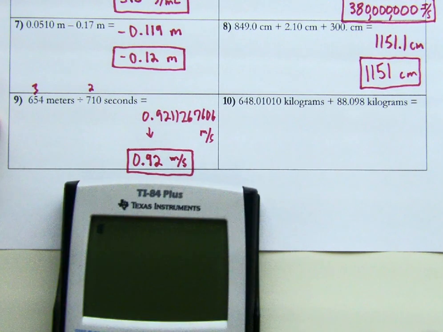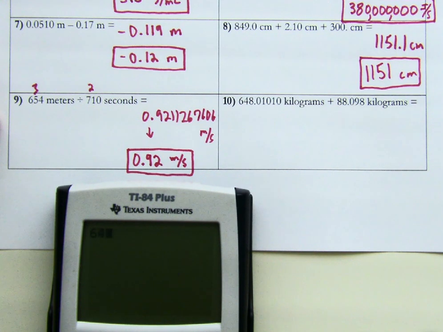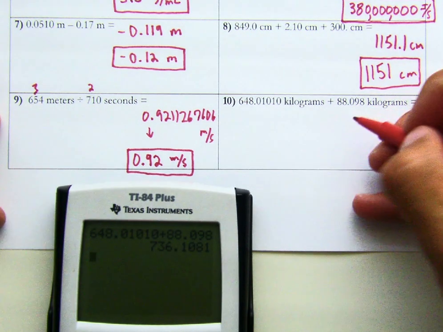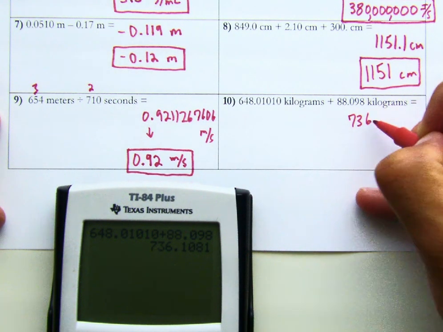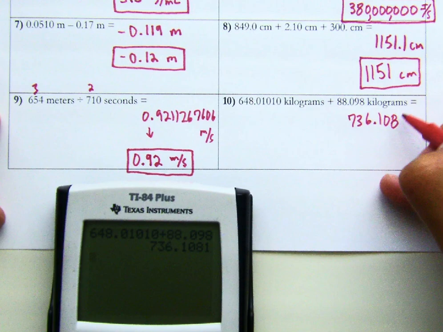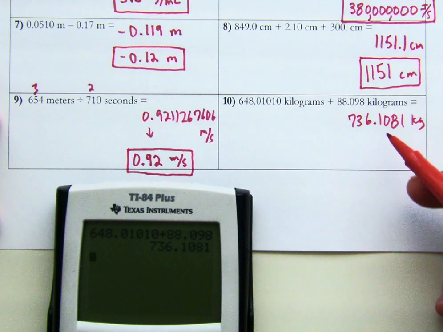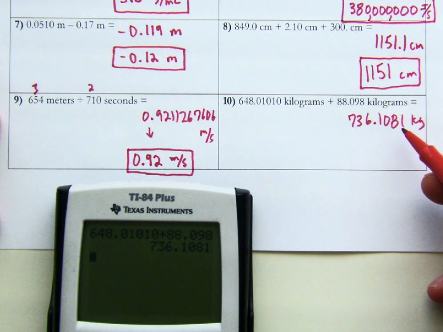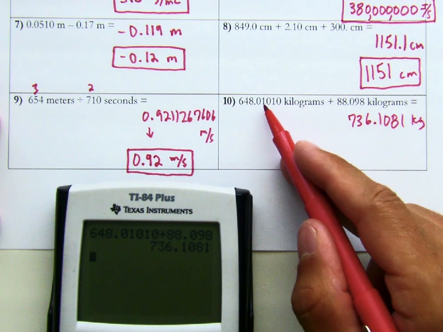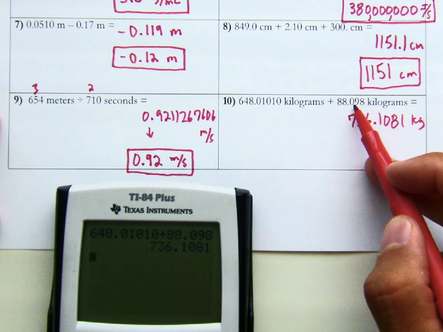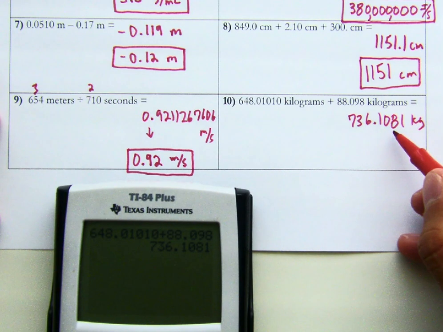Okay, final one here. We're going to take 648.01010, that number plus 88.098. Calculator gives us 736.1081. That's kilograms. Because we added, our answer can only have as many numbers after the decimal point as the measurement with the least amount of numbers after the decimal point. This has 1, 2, 3, 4, 5, and this has 3. So our answer can only have 3 numbers after the decimal point.